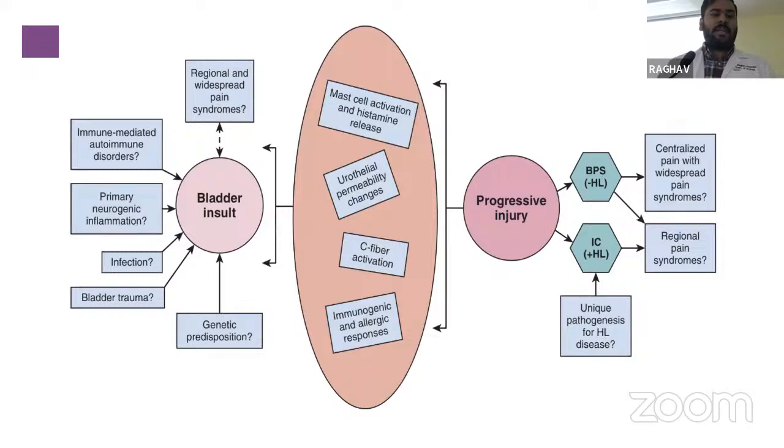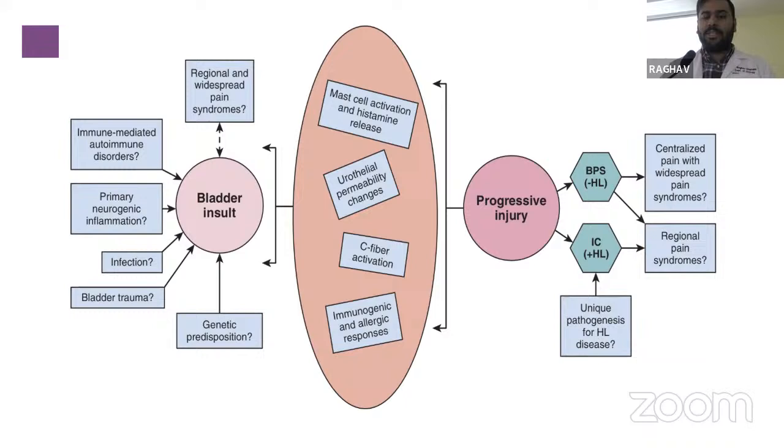Or the bladder insult may be caused by regional and widespread pain syndromes, immune-mediated autoimmune disorders, primary neurogenic inflammation, infection, bladder trauma, or genetic predisposition. All these lead to mast cell activation and histamine release, urothelial permeability changes, damaging the glycosaminoglycan layer, C fiber activation, the pain fibers get activated, and immunogenic and allergenic responses.